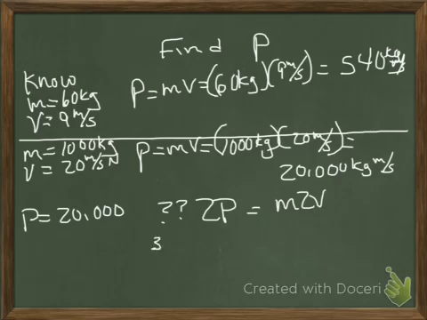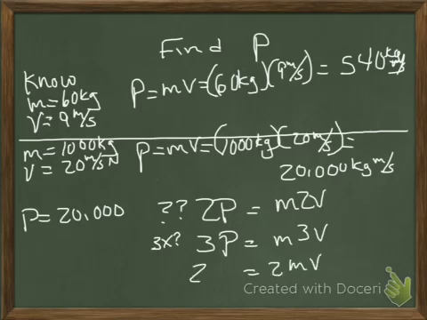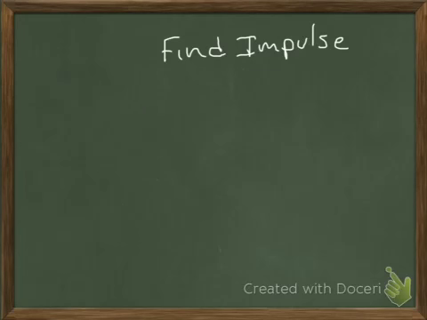What about if we had to triple it? Taking a look at our equation, what we do to one side, we have to do to the other. So it would also triple our momentum. What would happen if we doubled the mass? Then once again, our momentum doubles. Let's see how impulse plays a part.